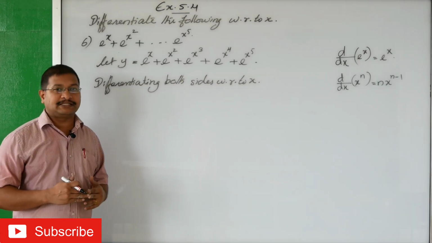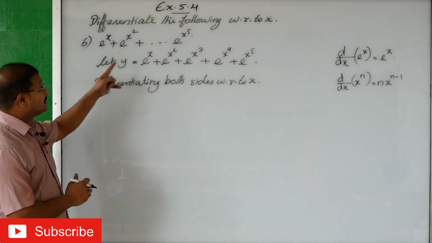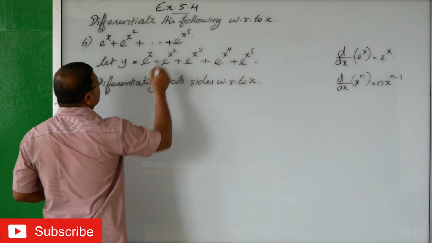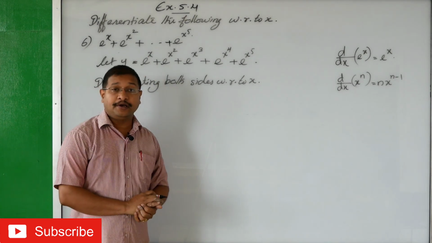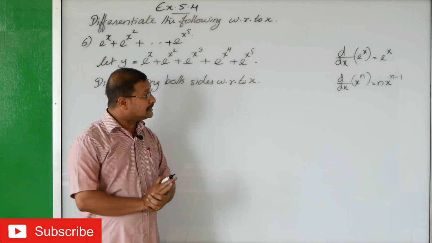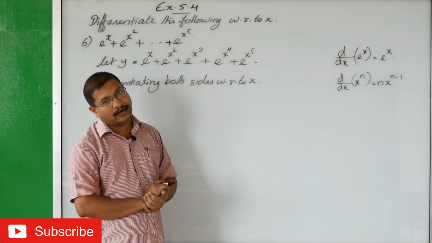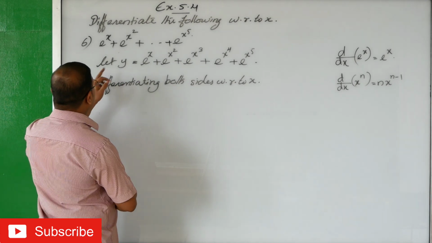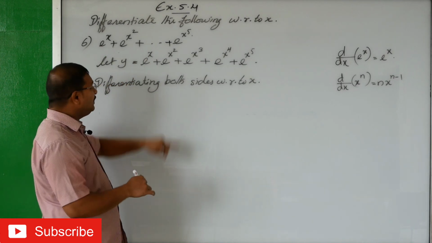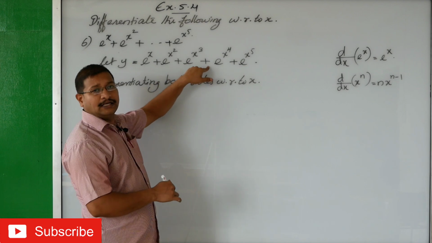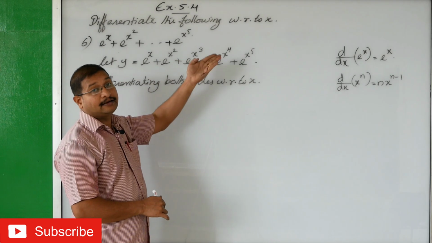This is okay. Number 6, I'll read the question once. E raised to x plus e raised to x square plus etc. plus e raised to x raised to 5. Ready? Of course, we should know derivative of e raised to x equals e raised to x. Derivative of x raised to n equals n into x raised to n minus 1. Ready? First we'll write let y equals e raised to x plus e raised to x square plus e raised to x cube plus e raised to x raised to 4 plus e raised to x raised to 5. The entire term we are writing.